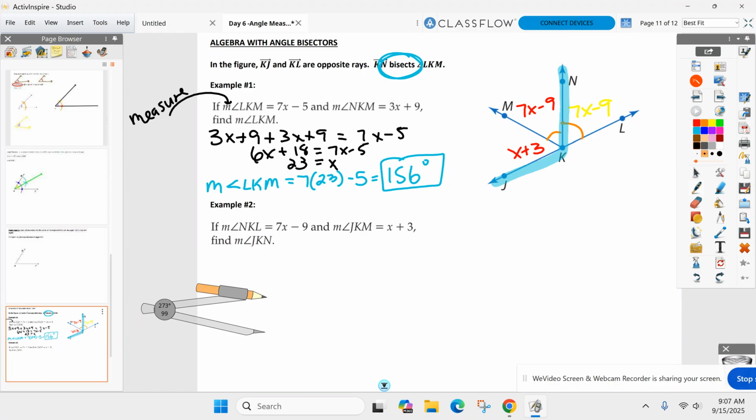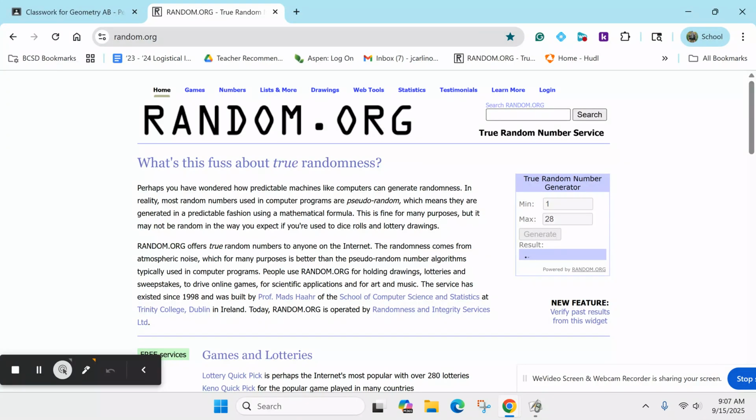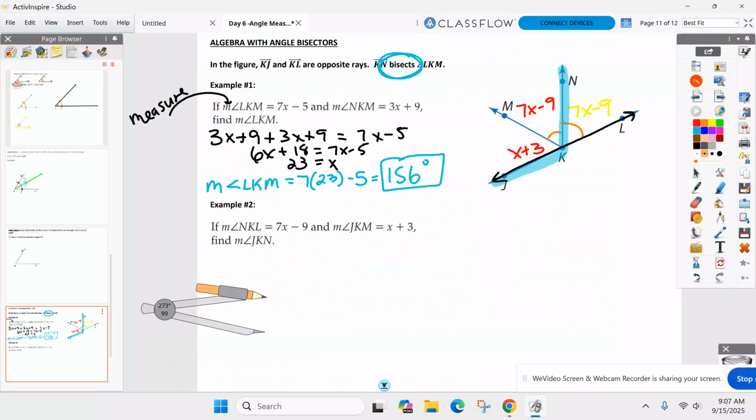What's this right here? What is it, Warren? A straight angle. It's a line. If you need to go back in your notes, what does a straight angle, or a line, measure? How many degrees in there, Adriana? 180. So all three of these add up to the line, which is 180.